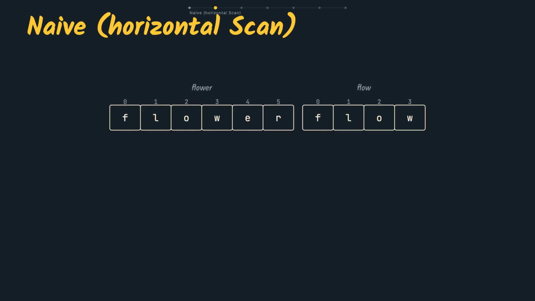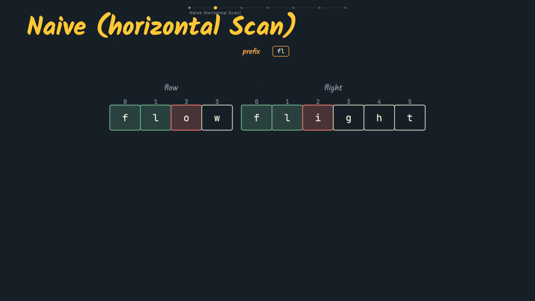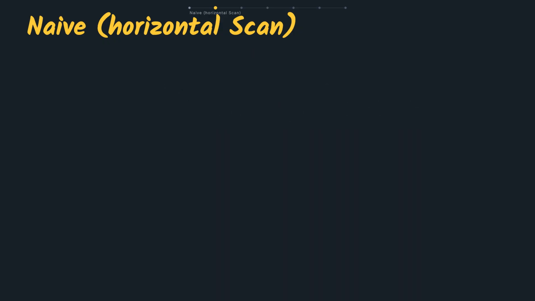Take the first two words and find what they share. Then take that shared piece and compare with the third word. Flower and flow share F-L-O-W, so our running prefix is flow. Now compare flow with flight. Flow and flight share F and L. At position 2 we have O versus I. Stop. Prefix shrinks to "fl". It works.